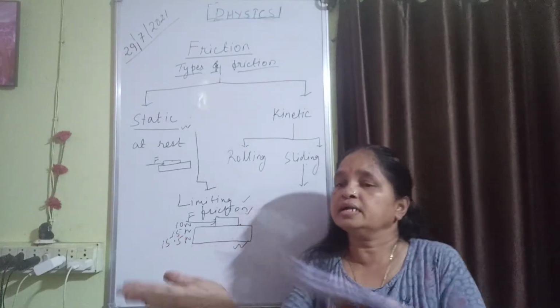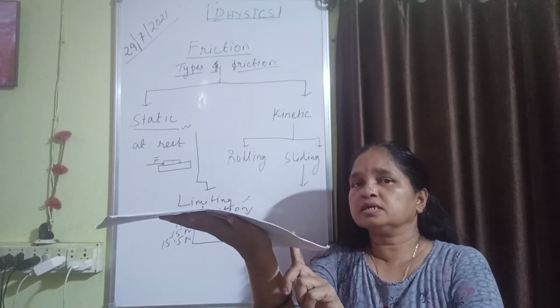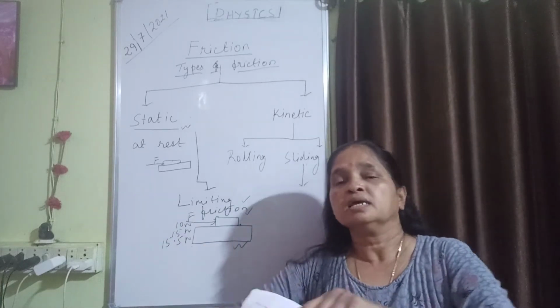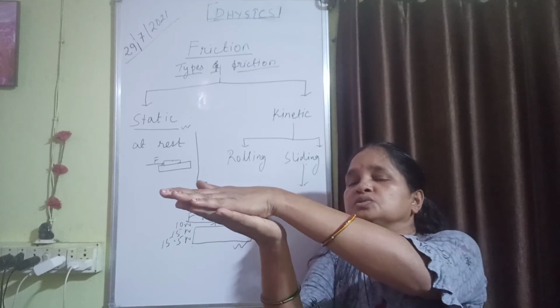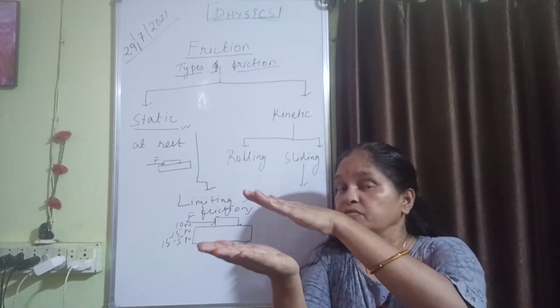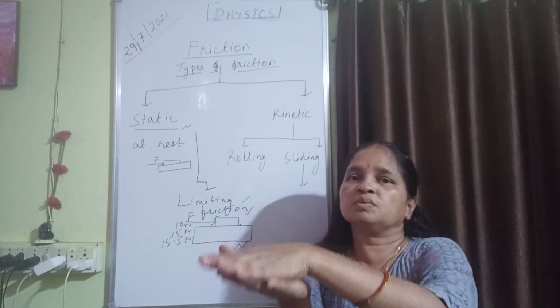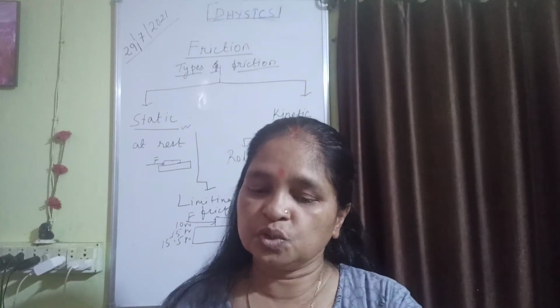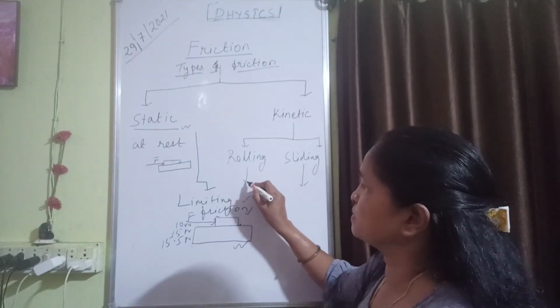See, my hand and I have kept this paper. I am applying force. This paper is sliding. Just see, it is moving. It is sliding. That means one body is moving on another body. So this is the sliding friction. When force is applied and one body slides over another body, that is known as sliding friction. So you have understood. Now you will come to rolling friction.